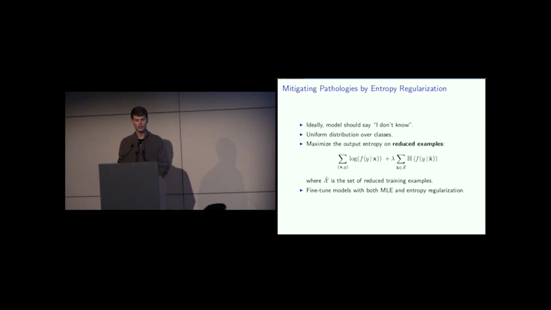On the left, we have maximum likelihood, just standard log of the correct class. And on the right, we have an entropy term. The entropy term is run on this data set x tilde, which is the reduced set of training examples. So basically what we'll do in practice is we'll first train a model till convergence with standard maximum likelihood training, then we'll reduce the entire training set using the input reduction process, and then we'll fine tune with this objective, with the standard maximum likelihood and an entropy objective.